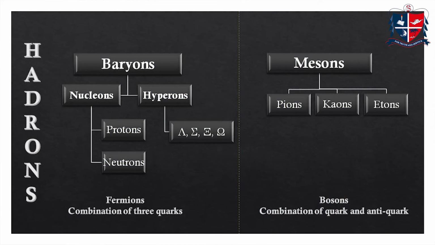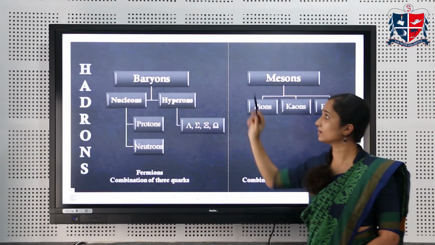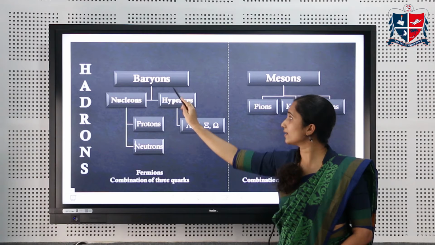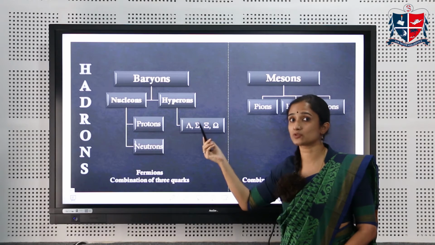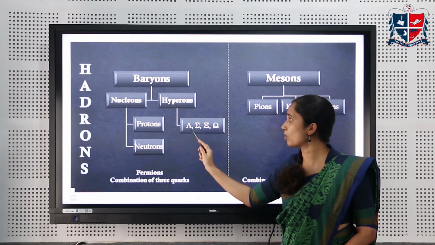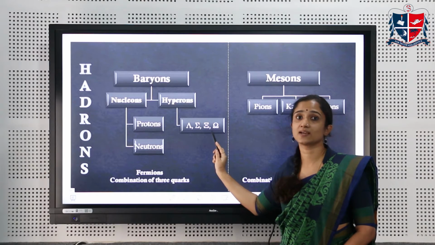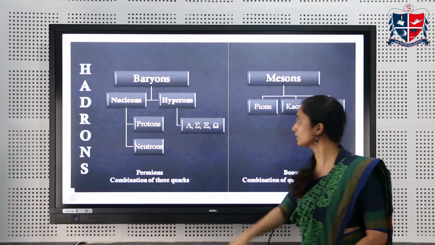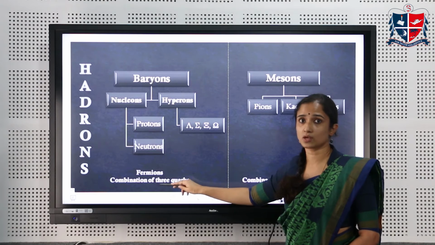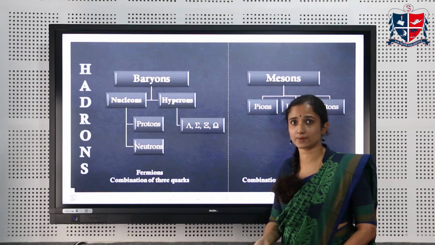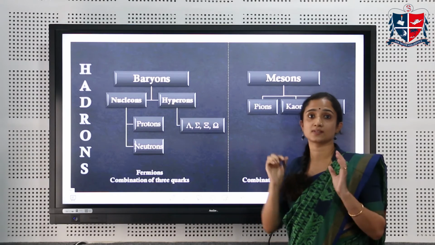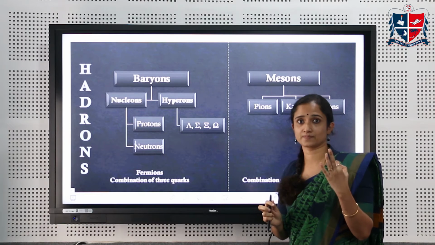Now let us see about hadrons. Hadrons are further classified into baryons and mesons. Baryons are again classified into nucleons, which consist of protons and neutrons, and hyperons, which are some sort of strange particles. A few examples are the omega, sigma, psi, and lambda particles. These are some examples of hyperons. All these baryons are fermions, which means they obey Pauli's exclusion principle and have half-integral spins. And all the baryons are composed of 3 quarks.